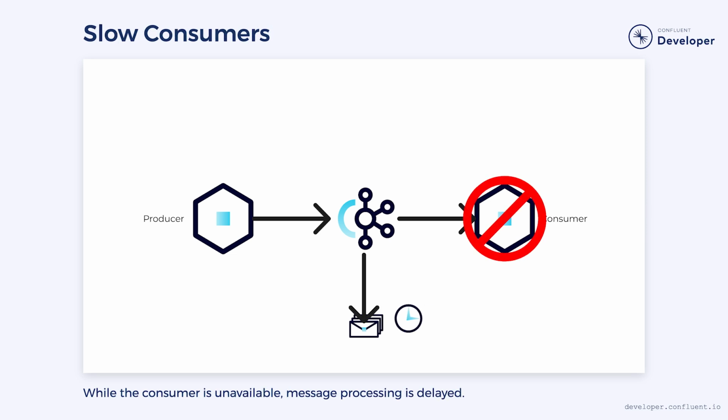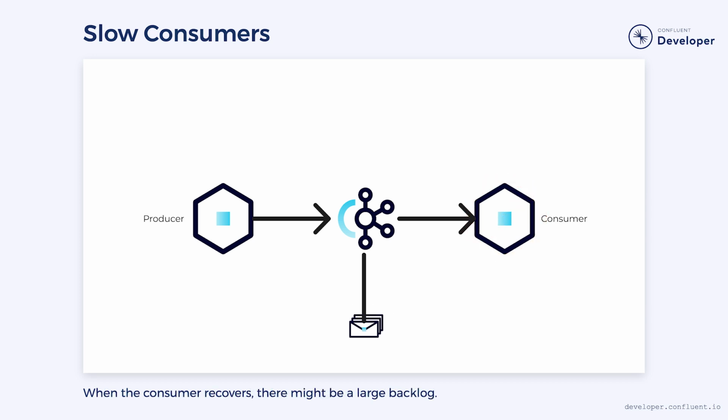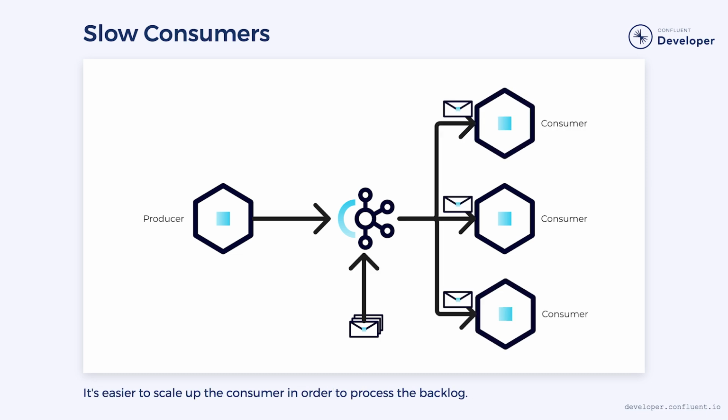Of course, even though the consumer can pick up where it left off, message processing will be delayed. When the consumer recovers, it may have quite a backlog to work through. However, systems built with asynchronous events tend to be easier to scale up. That means we can add new consumers to help reduce the backlog. We can do this temporarily just while we recover, or we can do it on a more permanent basis if the consumer is struggling to keep pace.